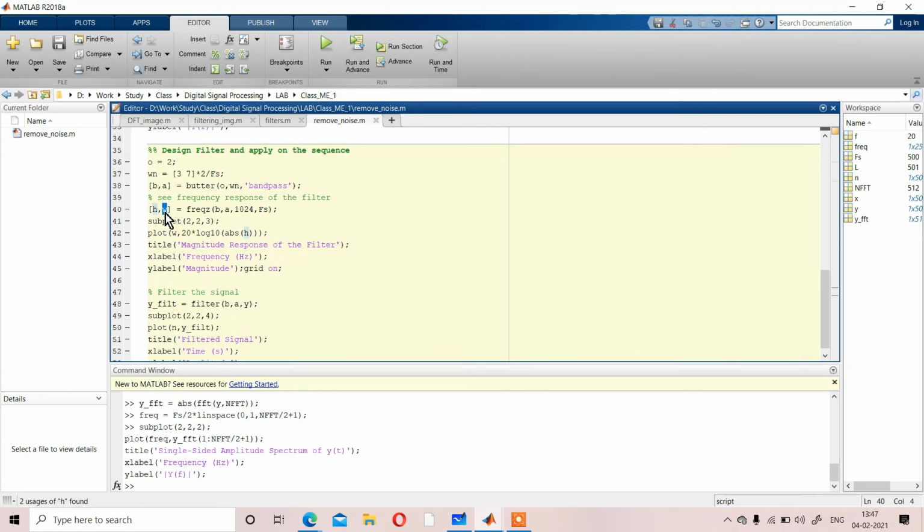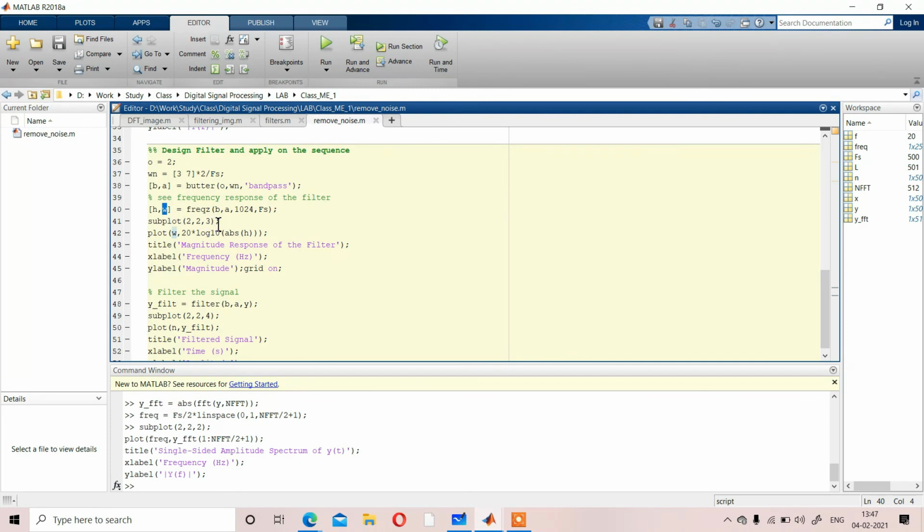So magnitude and phase can be written like that: FREQZ B, A, 1024, fs. As we know that we have 501 samples, we can design the filter by using the coefficients as the denominator and numerator, then more than 512, that is 1024, and then the sampling frequency. Okay, so that will define the magnitude and phase. H will be the magnitude, W will be the phase.